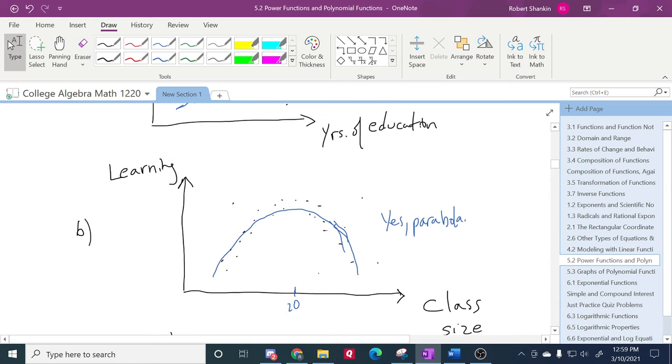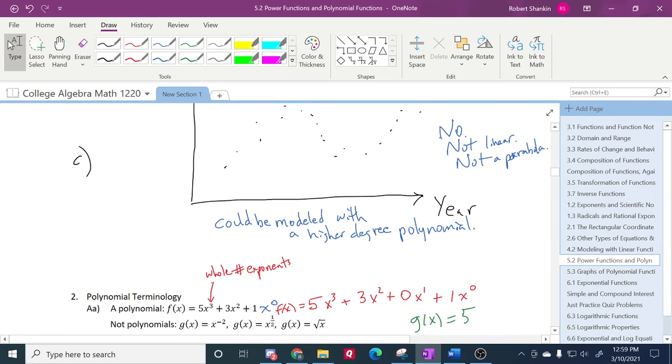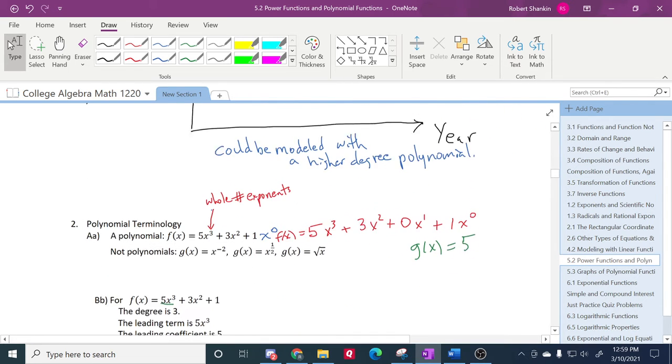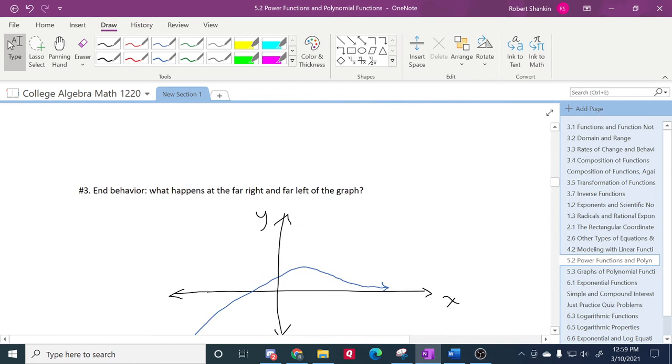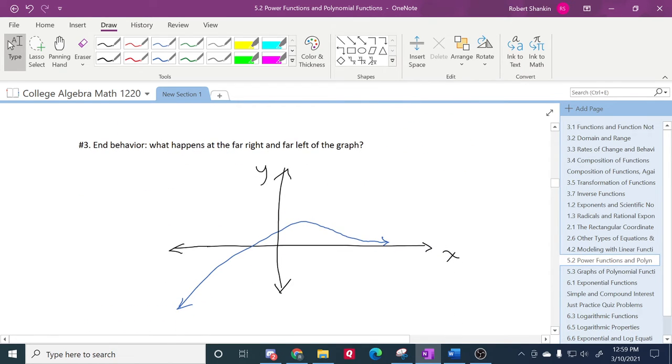That would produce this line. Here is a 2nd degree polynomial that would produce a parabola. But what about when they have more wiggles and stuff? Well, we've got to learn about all that stuff so that we can model with polynomials. But the first big topic is end behavior. What happens at the far right and the far left of the graph?